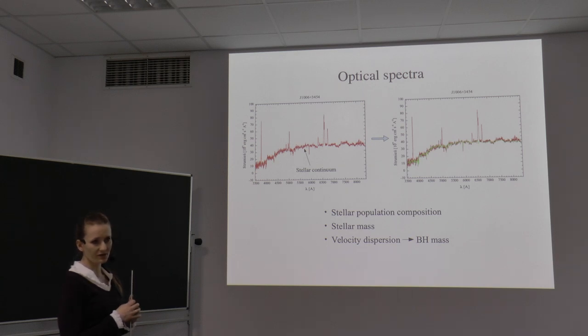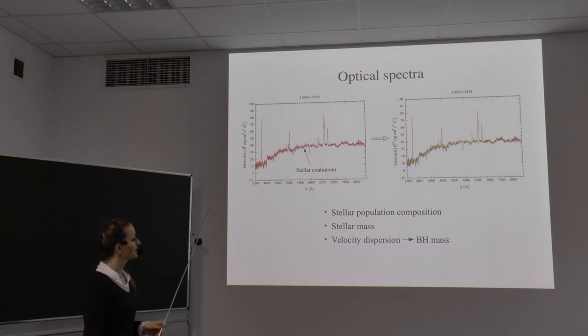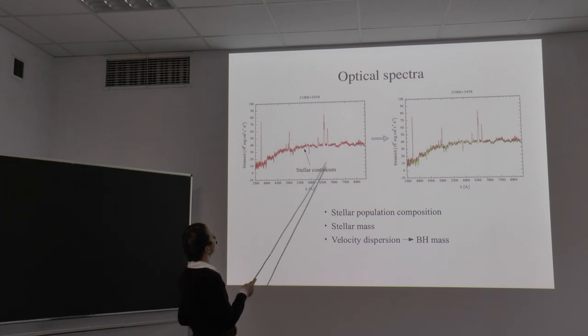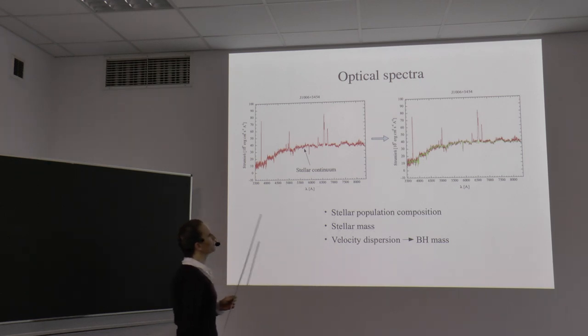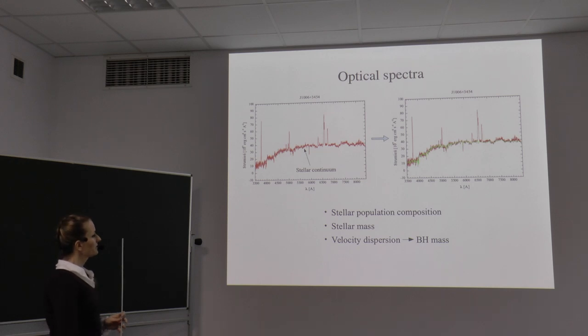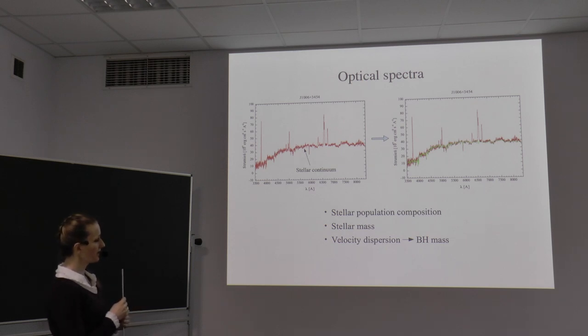This can be done using the STARLIGHT synthesis code, which fits the stellar continuum in the galaxy spectrum based on the superposition of template stellar spectra. In my analysis, I used a base of 150 stellar spectra with 25 different values of ages and 6 metallicities. Here we have an example of such a fit. Here we have a spectrum of a galaxy, and here, in green, I plotted the modeled stellar continuum. And as I said, apart from the stellar population composition, we can obtain the stellar mass and the velocity dispersion of stars in the galaxy.